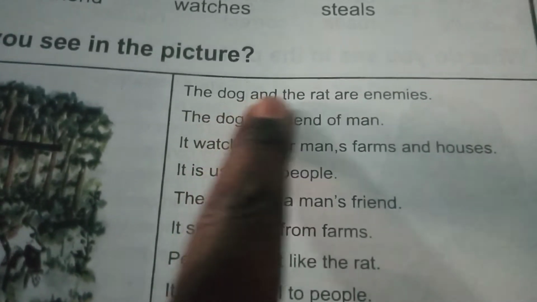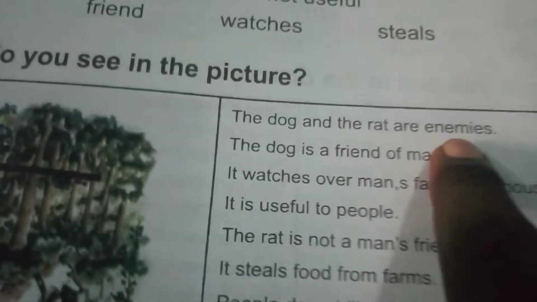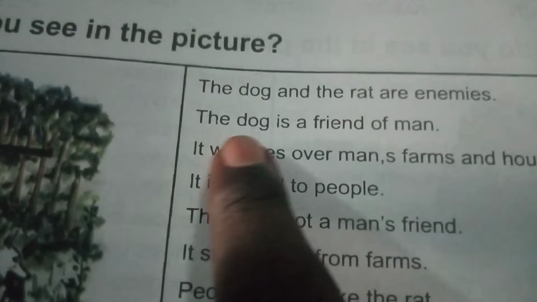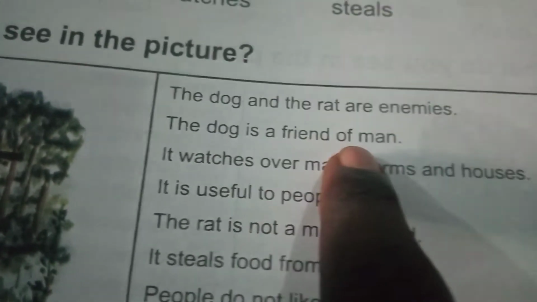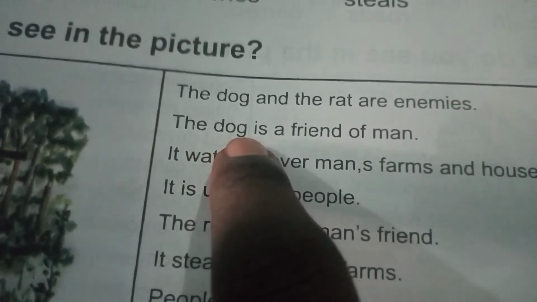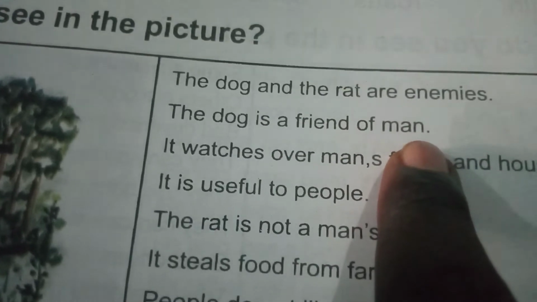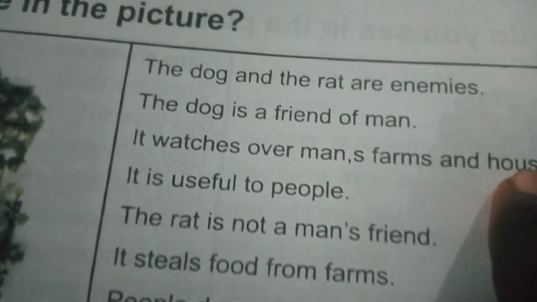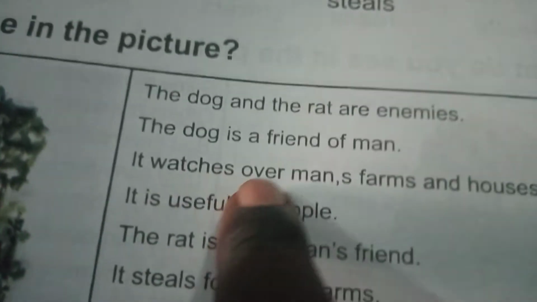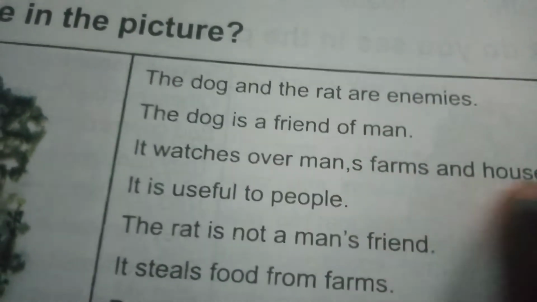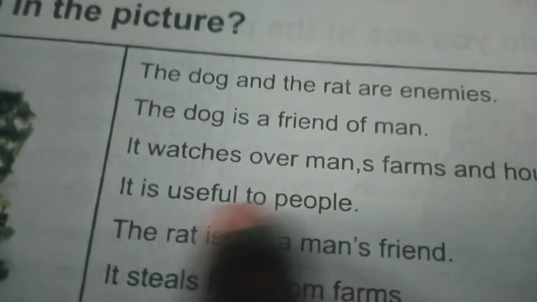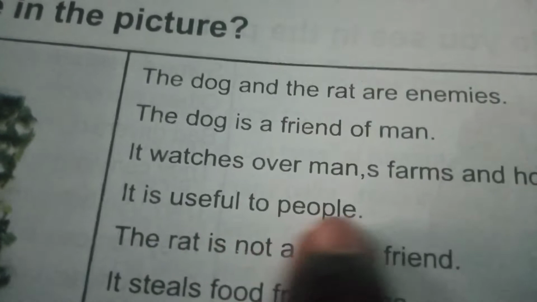The dog and the rat are enemies. The dog is a friend of man. It watches over man's farms and houses. It is useful to people.